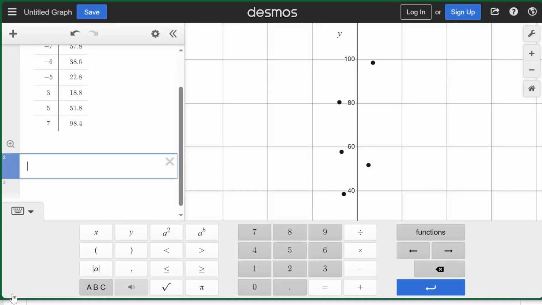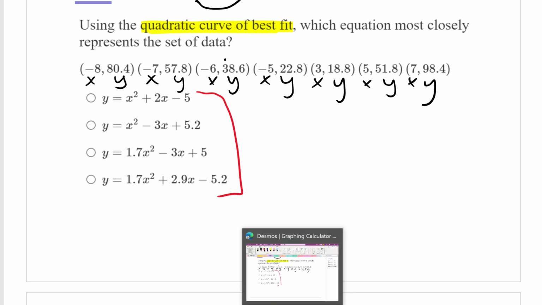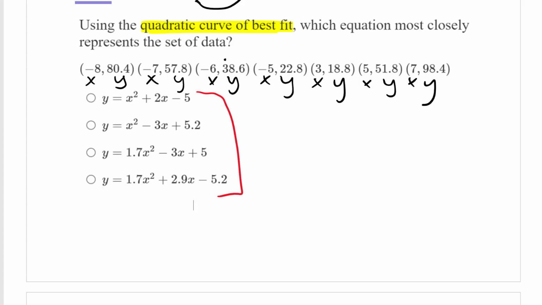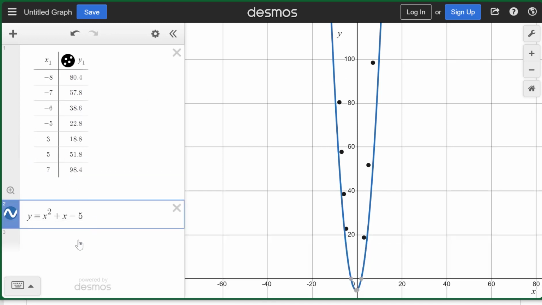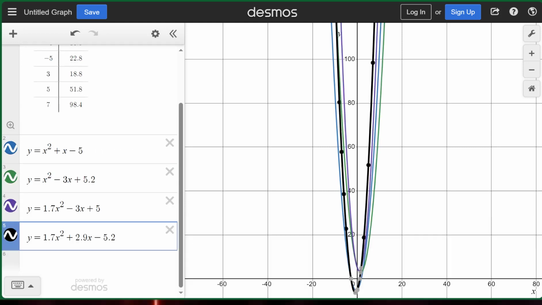You're going to go here, and go y equals. x squared. So you need a little 2. So you're going to type x, and then this option, squared, plus 2x minus 5. Okay, now that you know how to type it, type the next 3.